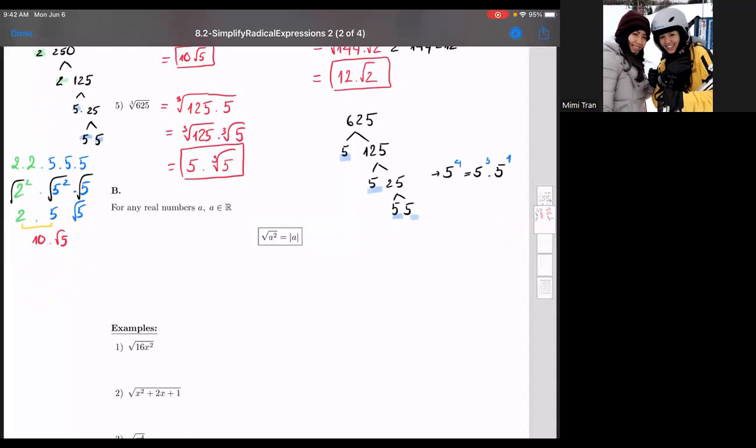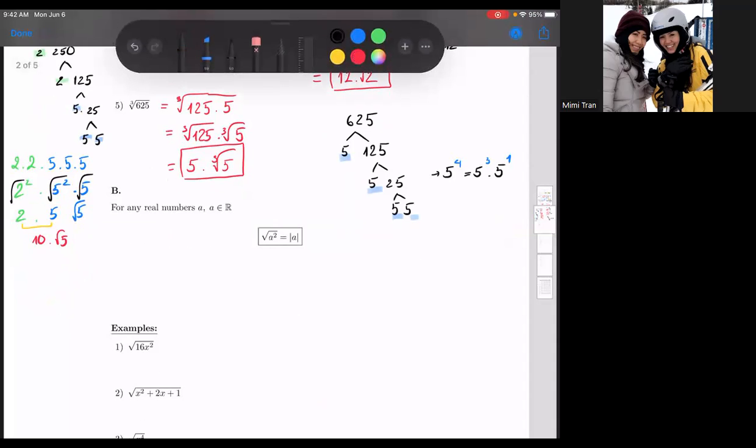Okay. The second one is, if I have a square root of something squared. Now, before that, I give you the example. Don't write this down. Square root of 4 is 2, right? Square root of 9 is 3. Square root of 36 is 6. The reason you don't need the absolute value is because you know these are positive.